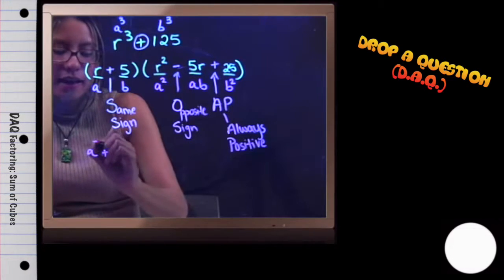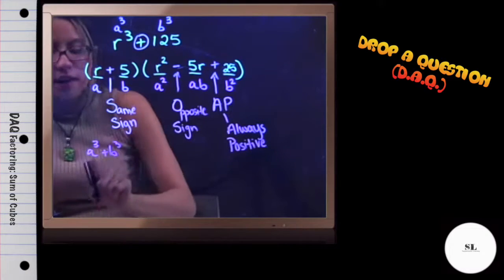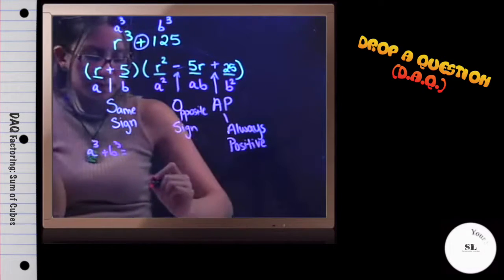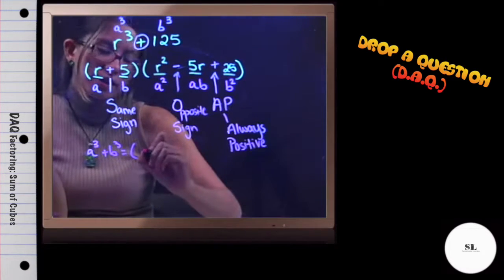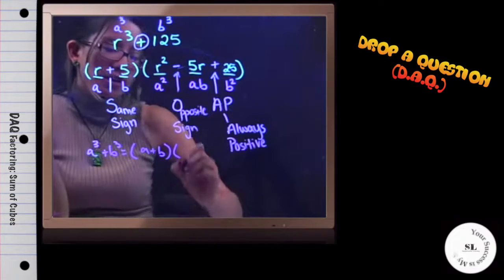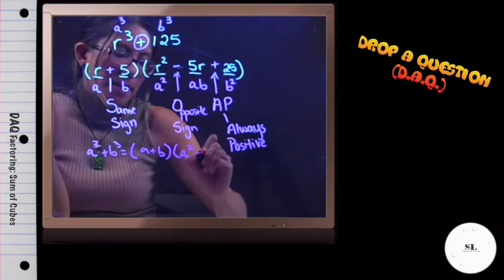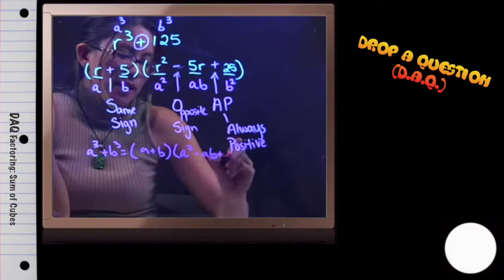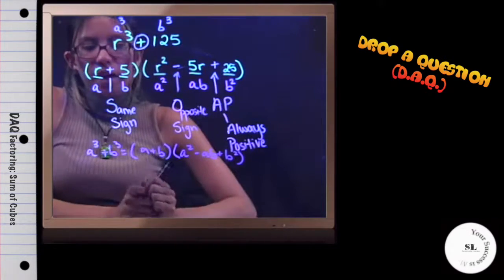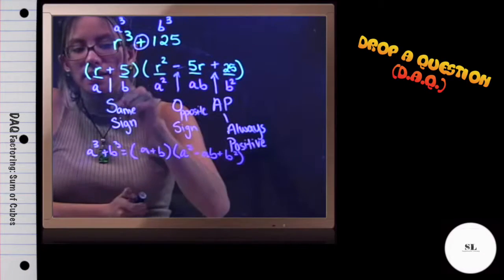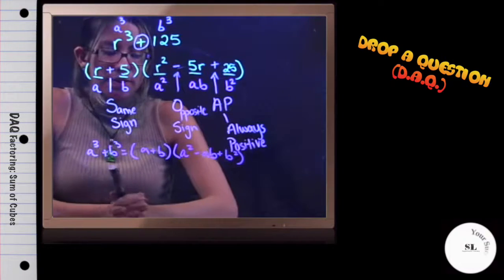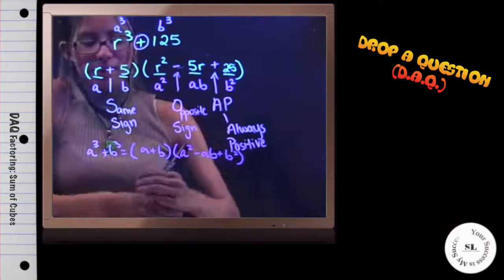a cubed plus b cubed. This was our original problem, or at least the form of our original problem. And it will always factor out to be a plus b multiplied by the second group, which is a squared minus ab plus b squared. If you're able to remember how we were able to get the first group, the second group, and then SOAP to fill out the signs, you don't have to memorize this formula. But if you like formulas, feel free to use it.